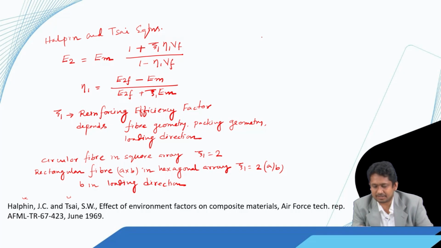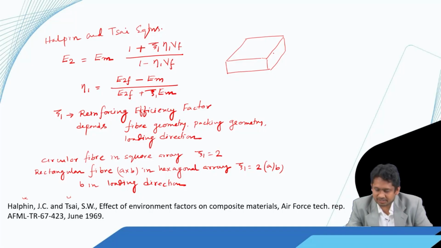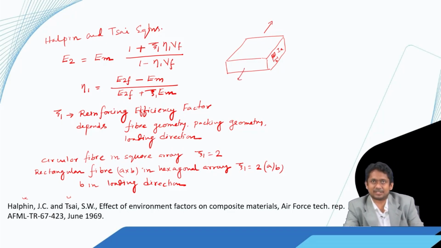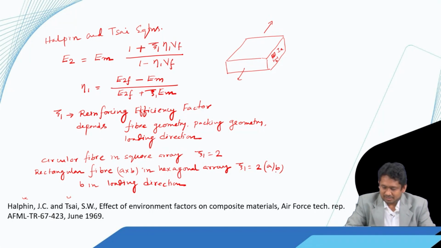So, say this is the composite, and if I look at the cross section, the fibers have a cross section like this, where this dimension is b and this dimension is a, and the load is in this direction, it is a transverse load. That means b is along the direction of the load. So, with that we can say that xi 1 is 2 into a by b, provided it is arranged in a hexagonal fashion.